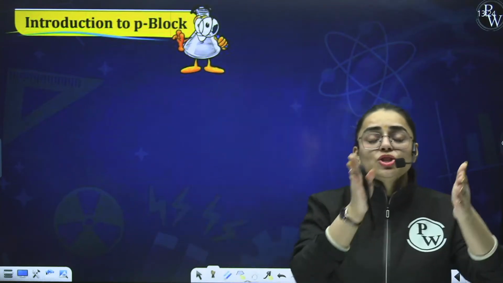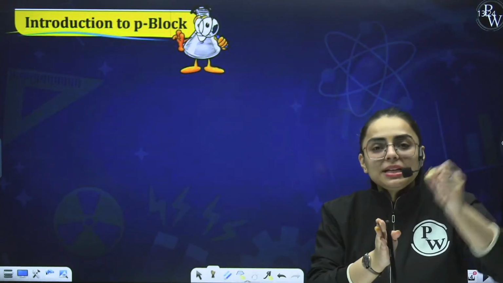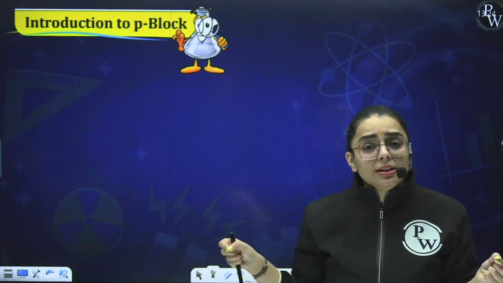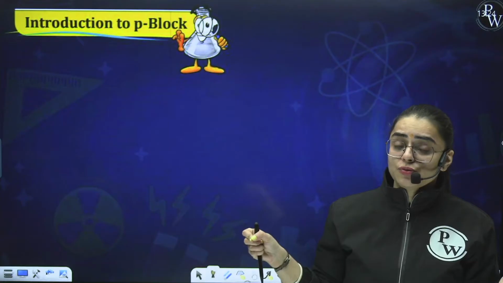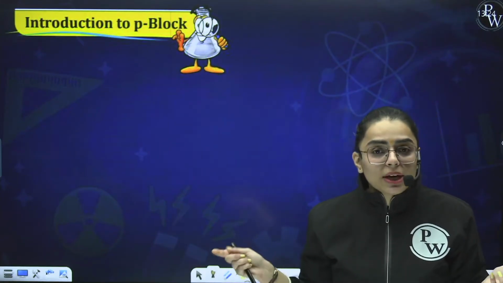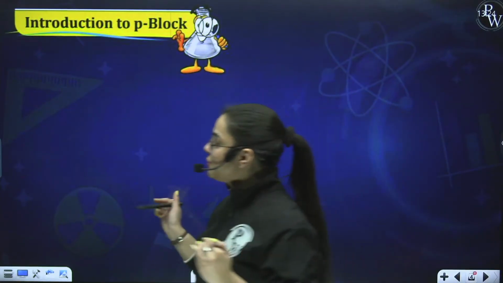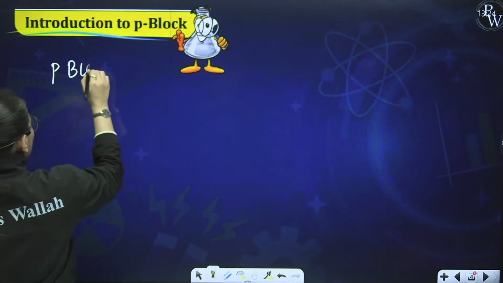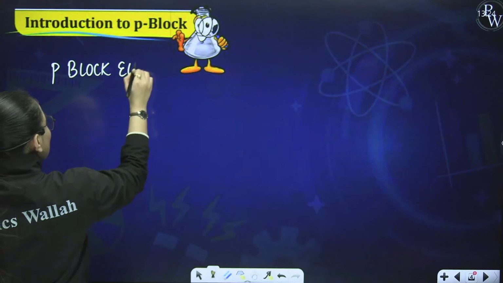Because the elements in which the last electron enters the p subshell are referred to as p block elements. For example, nitrogen, phosphorus, fluorine. Are you getting my point? I will be explaining how. First of all, write the definition. What are p block elements?